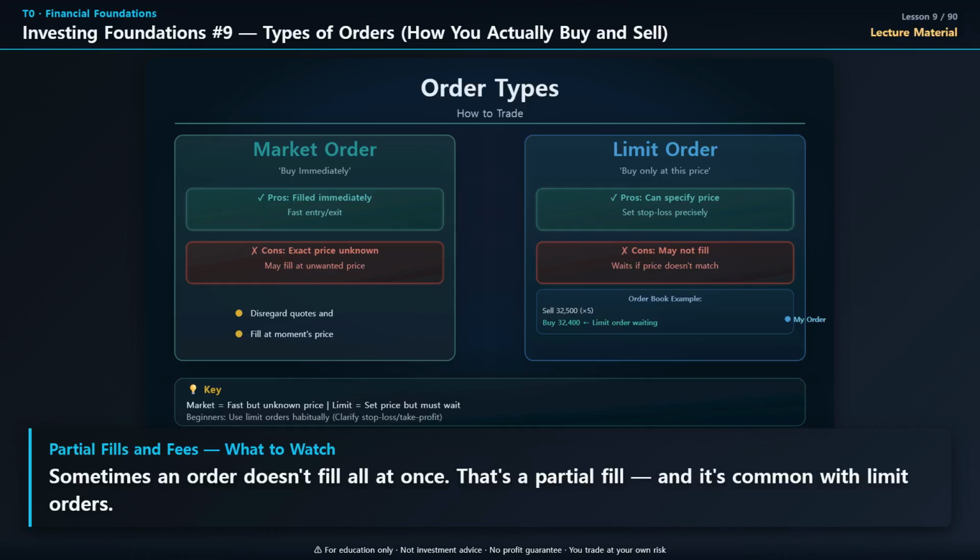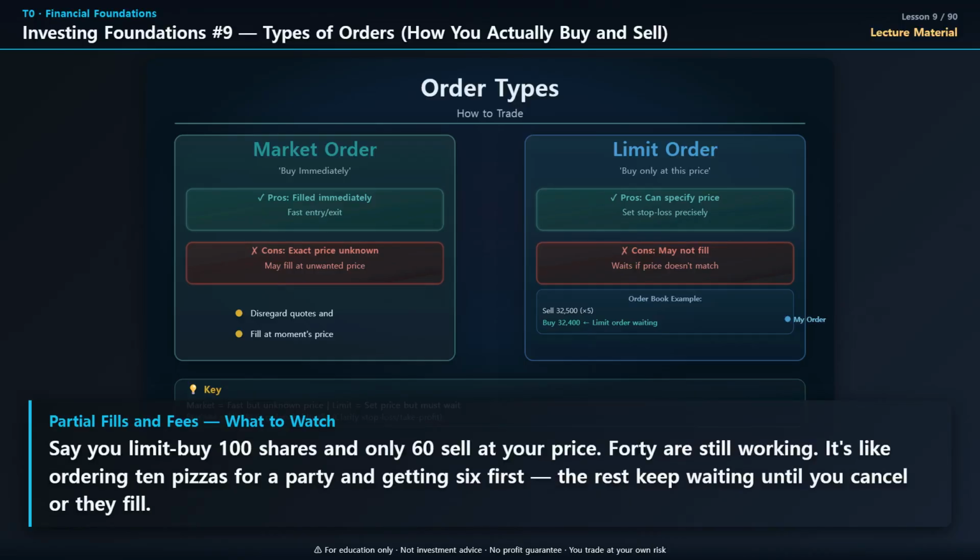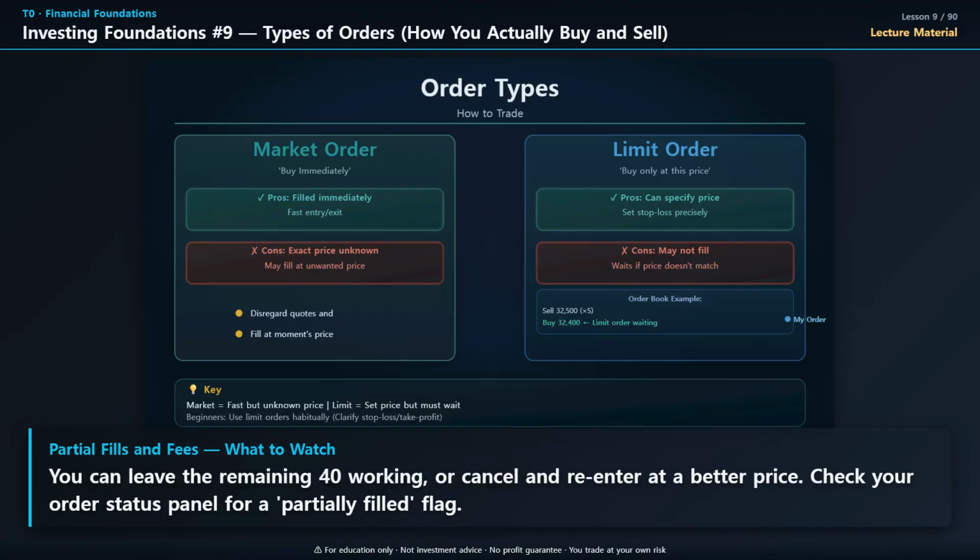Sometimes an order doesn't fill all at once. That's a partial fill, and it's common with limit orders. Say you limit buy 100 shares and only 60 sell at your price. 40 are still working. It's like ordering 10 pizzas for a party and getting 6 first. The rest keep waiting until you cancel or they fill. You can leave the remaining 40 working or cancel and re-enter at a better price. Check your order status panel for a partially filled flag.